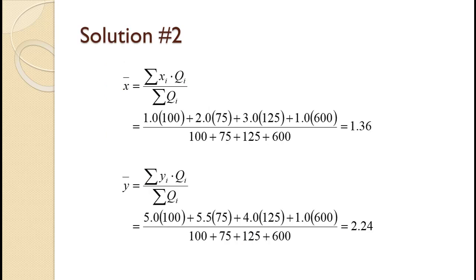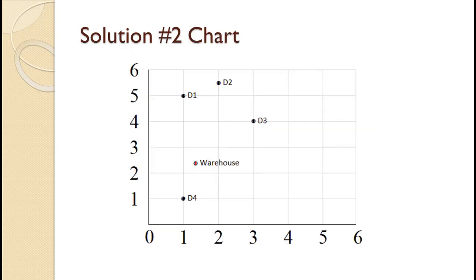For the average X coordinate, 1.0 times 100 plus 2.0 times 75 plus 3.0 times 125 plus 1.0 times 600, quantity divided by 100 plus 75 plus 125 plus 600, all equals 1.36. This will be the X coordinate for the warehouse. For the average Y coordinate, 5.0 times 100 plus 5.5 times 75 plus 4.0 times 125 plus 1.0 times 600, quantity divided by 100 plus 75 plus 125 plus 600, all equals 2.24. This will be the Y coordinate for the warehouse.